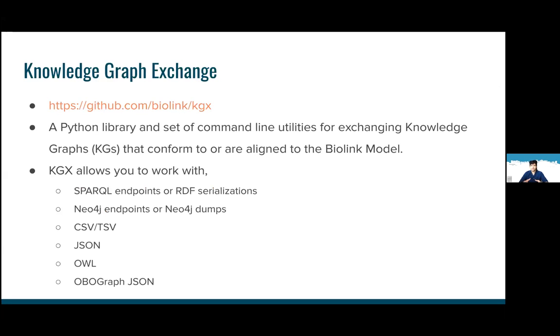And the third tool is the knowledge graph exchange. I'm trying to bring all this together, where we spoke about knowledge graphs and about how Biolink Model can be used as a schema for representing knowledge graphs. KGX is a Python library that allows you to work with knowledge graphs, where you can exchange graphs and also convert graphs from one form to another. KGX is compatible with SPARQL RDF graphs or Neo4j graphs, CSV and TSV forms of knowledge graphs, JSON, and even ontologies that are in OboGraphs JSON format.